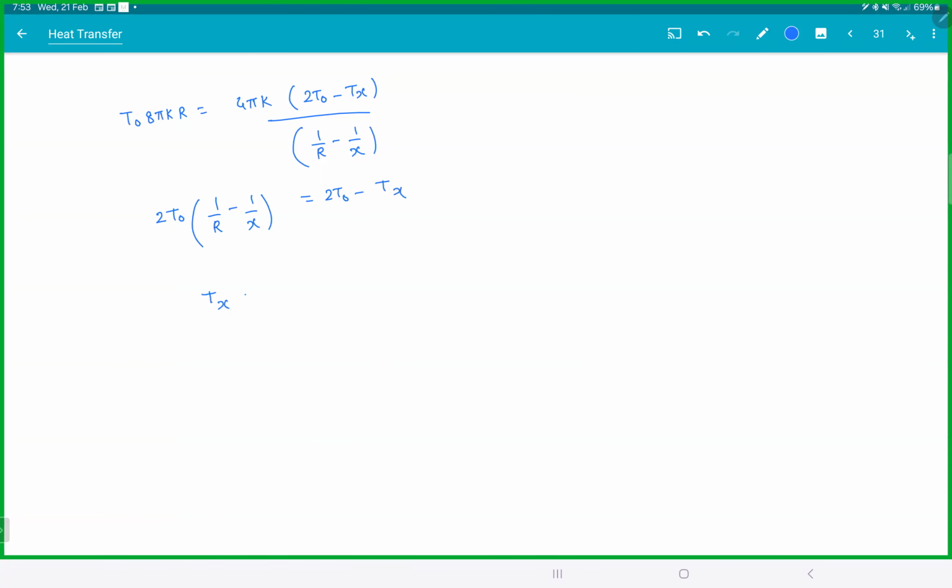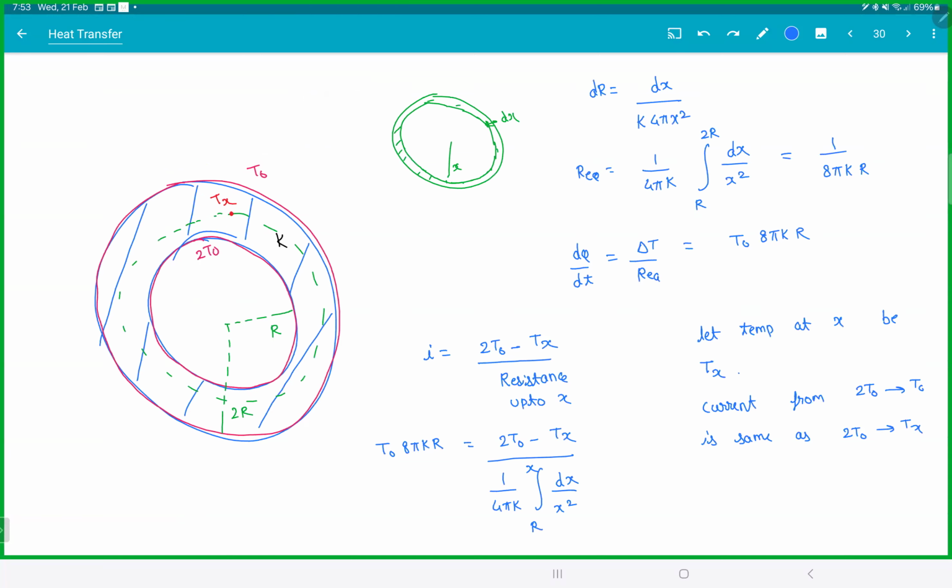थोड़ा simplify कर लो, Tx आ जाएगा. Please check the steps. There I got the temperature also. Remember, this is the process.